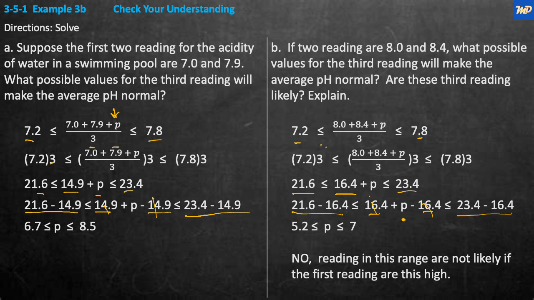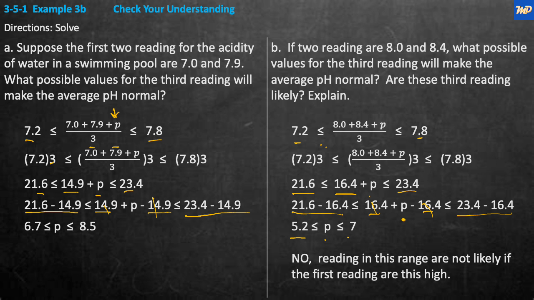And when you do, you get 5.2 is less than or equal to P, and P is less than or equal to 7. And so they want you to explain why these readings are likely, is what they're asking. Well, what it says here in words is no, they're not, because the readings in the range are not likely if the first two readings are this high.